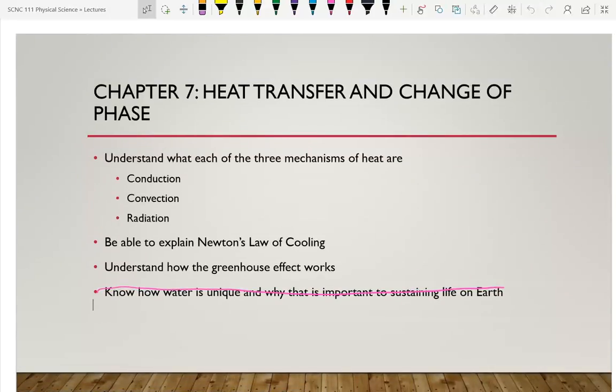Okay, reviewing the last couple chapters. Chapter 7 and 8, I think we're talking about thermodynamics, or was it 6 and 7? Anyway, we talked about thermodynamics, and we have three mechanisms for heating. We have the mechanism of direct contact, which is conduction.